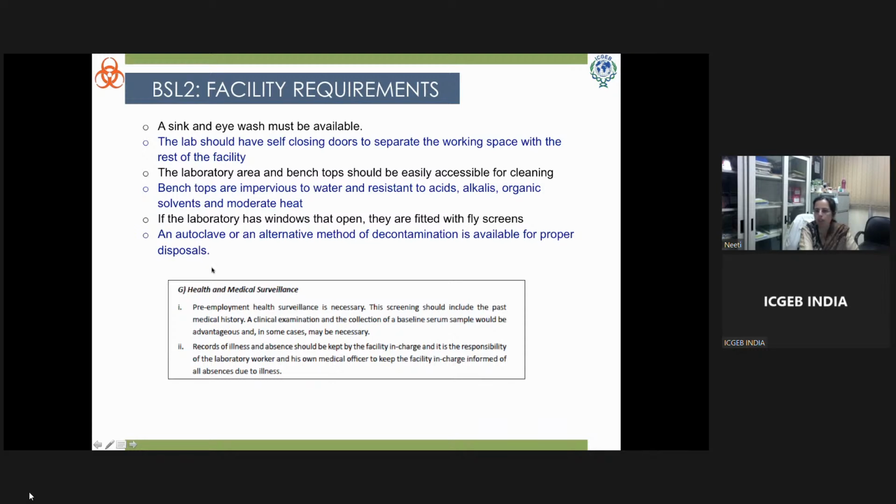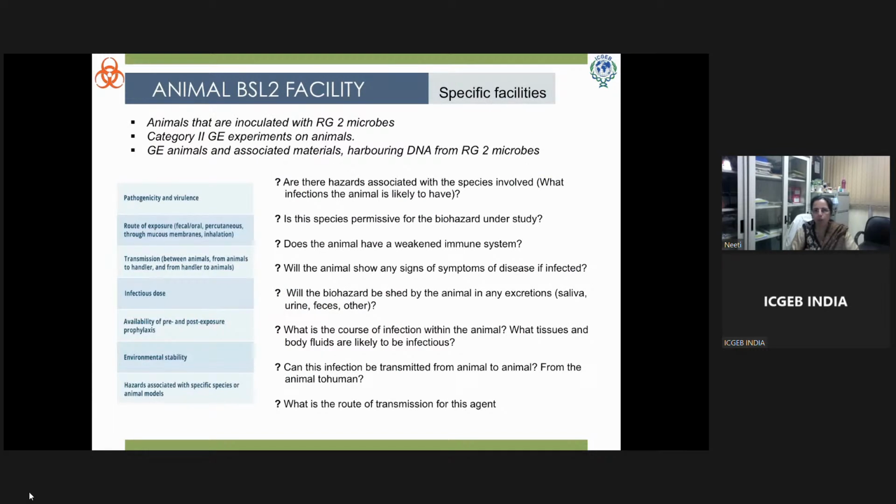And over and above these requirements, like I mentioned earlier, surveillance becomes a very important factor, and this is surveillance for the working of the safety equipment, surveillance for health of the employees in the lab, as well as recording of any illnesses and absences so that it can be called upon.